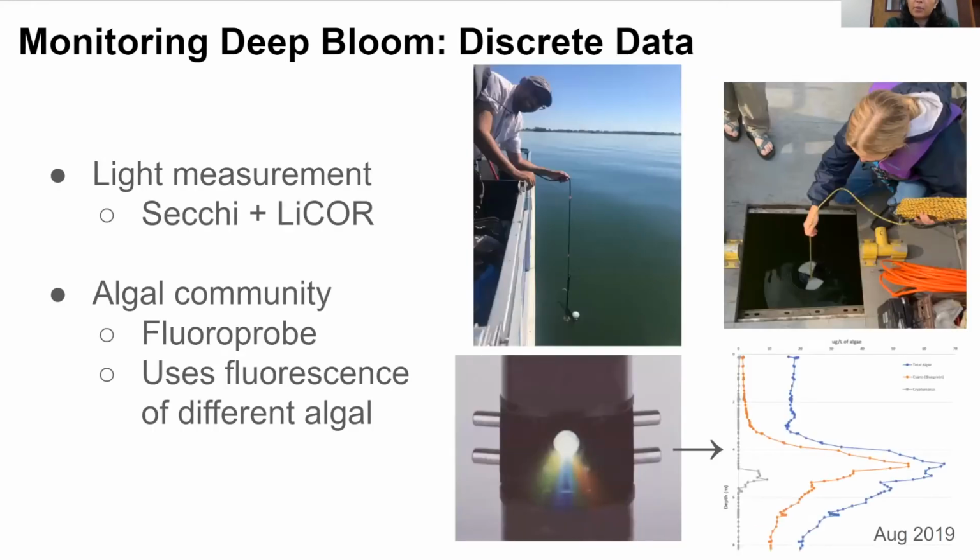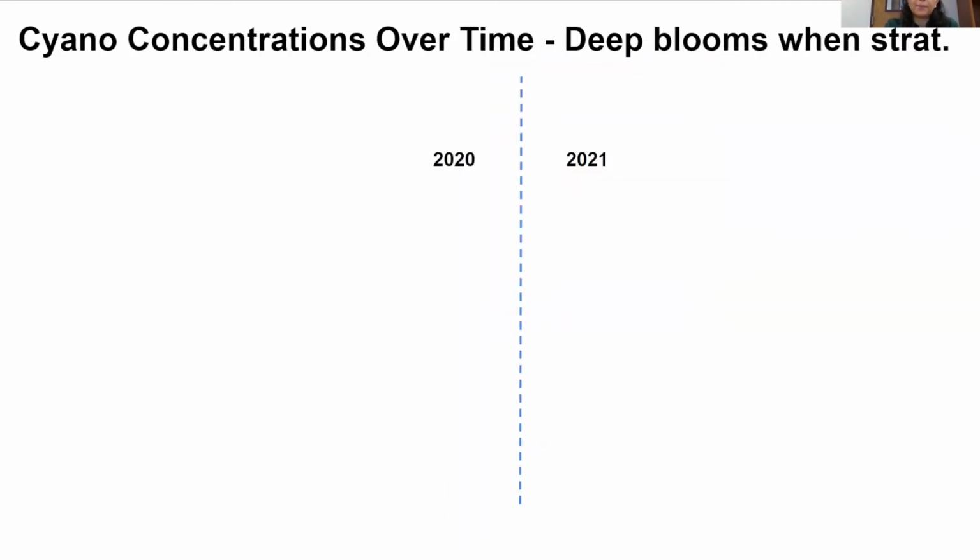We also did some discrete measurements. The discrete measurements we did with the Secchi disk, which is a pretty normal measurement for lakes. We went to the lake and did the Secchi and the LI-COR measurements to get some idea about the turbidity and the light penetration at the lake. But remember, these are discrete measurements. And we have the FluoroProbe to measure the algal community, but it doesn't go really deep, so it's mostly for the epilimnion of the lake.